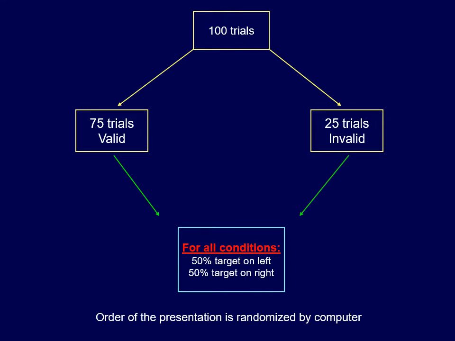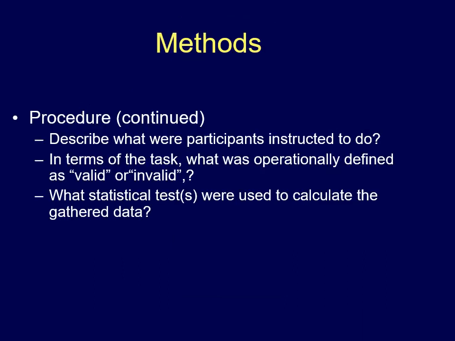So in other words, you can see that there are 100 trials and 75% of them were valid trials and 25% of them were invalid trials. Now, for all of the conditions combined, 50% of the targets appear on the left and 50% of the targets appear on the right. And the order of the presentation is randomized by the computer. Okay, so that's all you need to write for the method. Now let me see if there's anything else that I missed.